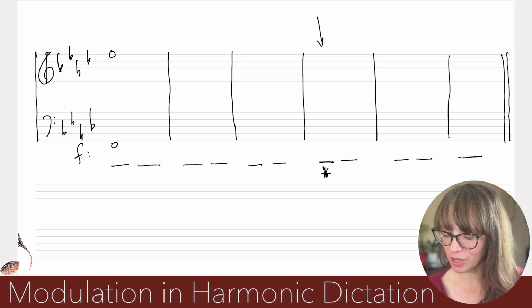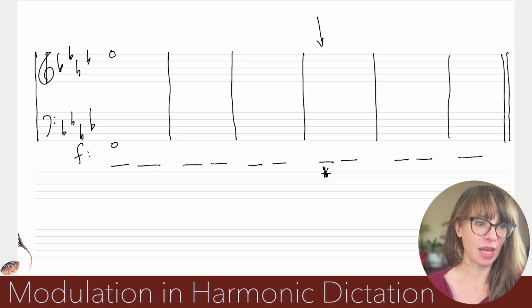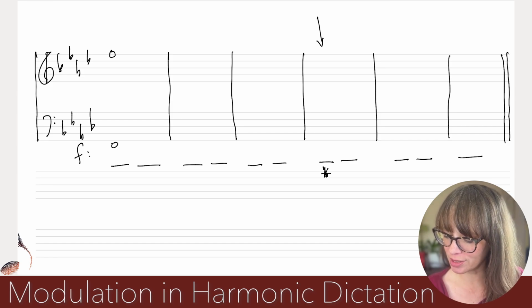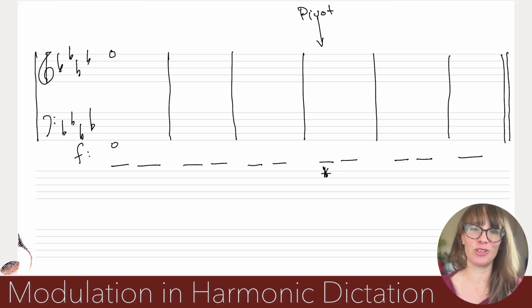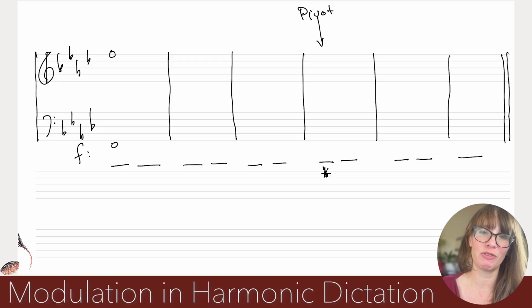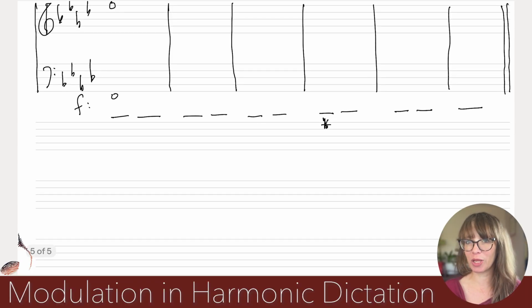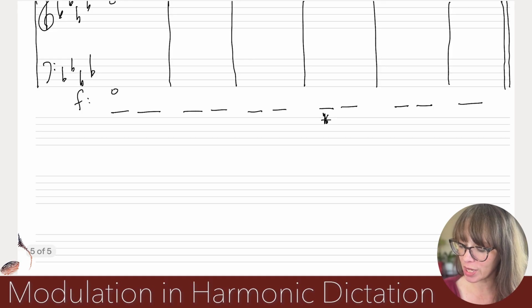First of all, we are starting in F minor, and we have 11 chords. Our pivot chord is going to be on chord 7. If you're not tracking, you should go back and watch the previous videos. A pivot chord is a chord that's shared between both keys. So let's start out by looking and seeing where we can go.